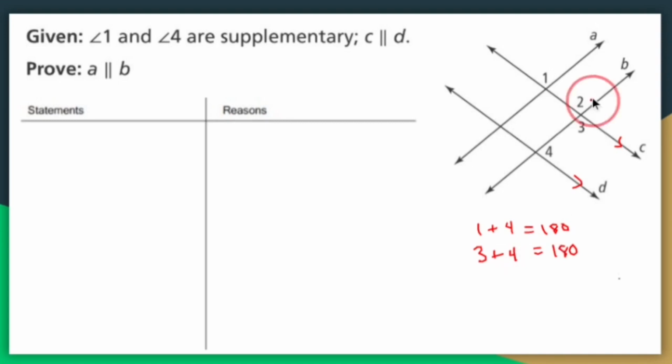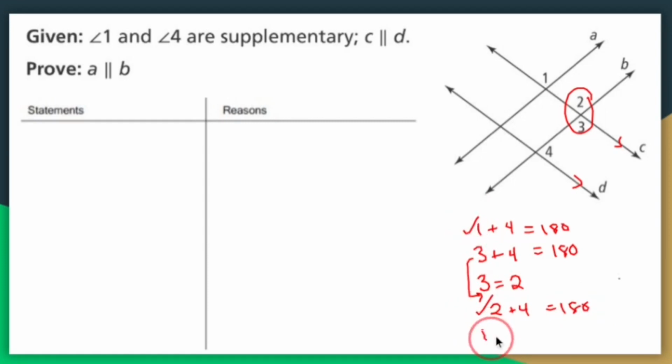And I want to connect 1 and 2. I need to get 2 involved. But you know what? 3 and 2 are the same thing. 3 is 2. So I can now say that 2 plus 4 is 180. So if 1 plus 4 is 180 and 2 plus 4 is 180, then 1 plus 4 equals 2 plus 4. There's a 4 on the left. There's a 4 on the right. They cross each other out. 1 equals 2 gives me exactly what I want to make this proof happen. So that's the order that I'm going to do things.